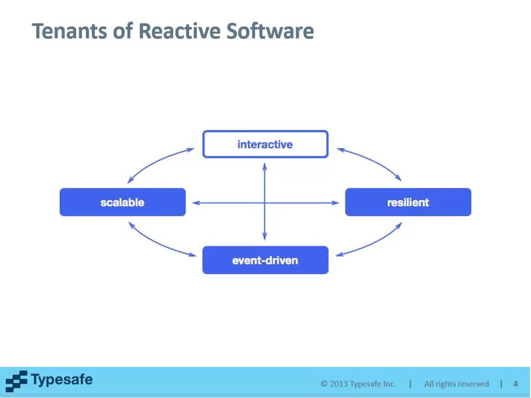First, it's interactive. That means that it reacts to users. It's also resilient, meaning it reacts to failure. It's scalable, so it reacts to load. And all this is based on a foundation that is event-driven, which means it reacts to events. So all four of these tenets really tie together. For instance, a reactive interface, an interactive interface, is event-driven. And it requires an event-driven foundation to be resilient and scalable.